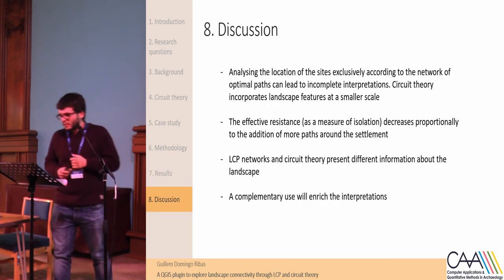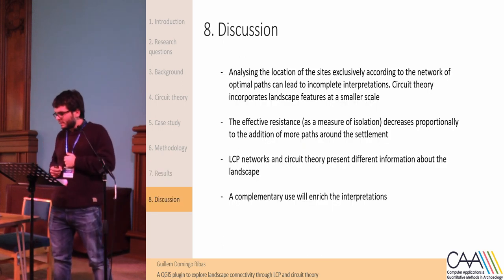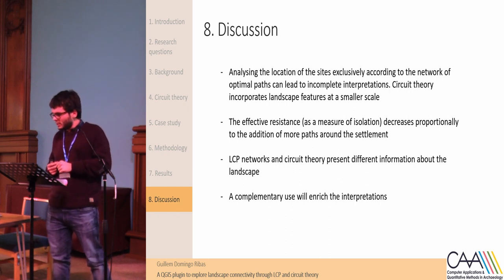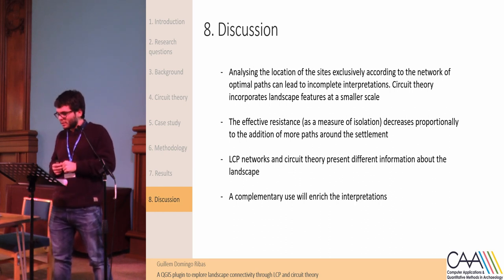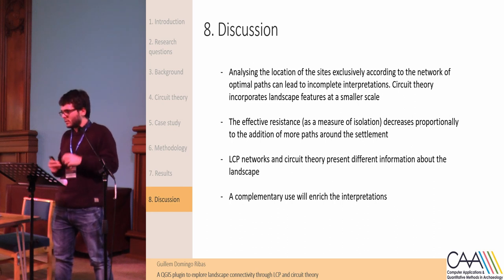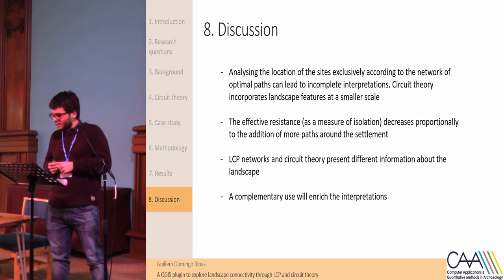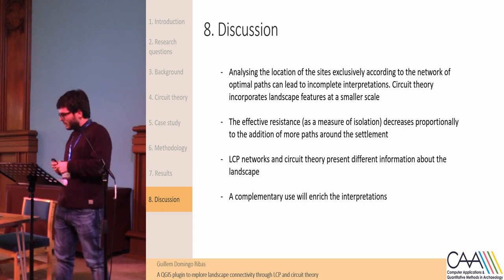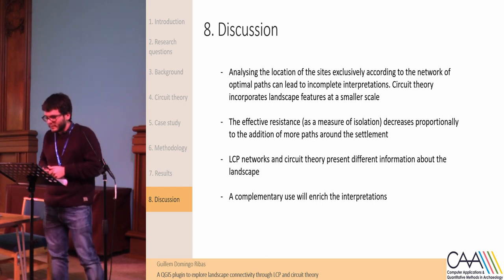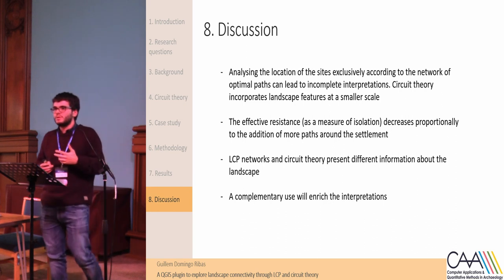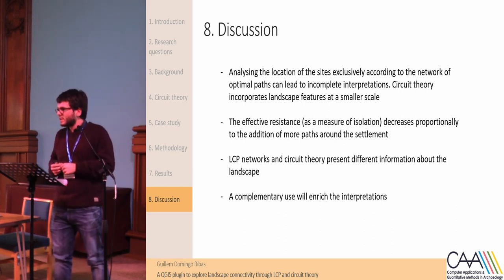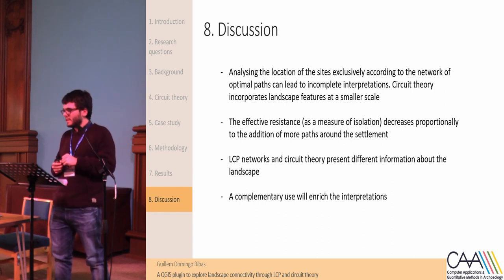So finally, considering that large territories have several features that exert influence on movement at different scales, analyzing the location of the sites exclusively according to the network of optimal paths or natural corridors can lead to incomplete interpretations. Other features are also determining for particular sites at a smaller scale. Although many people have tried to improve least cost path, Circuitscape stands out for incorporating the probability that a random walker can move through each cell.